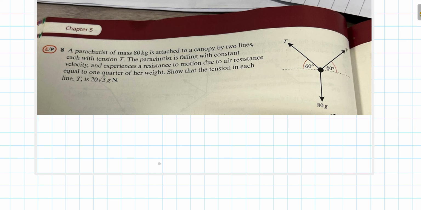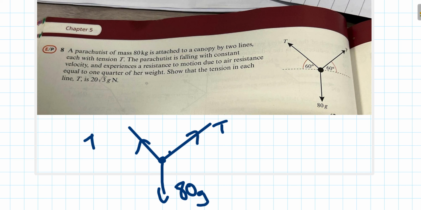So let's draw the forces that are acting on this person. We model them as a particle. They've got 80G going down. The tension in each line is going to be the same as in the diagram, so each tension is T. But there's one thing not mentioned in the diagram, and that's the resistance to motion due to air resistance. We assume that the object is falling downwards, so the air resistance is going to go upwards, and it's a quarter of her weight. A quarter of 80 is equal to 20G.